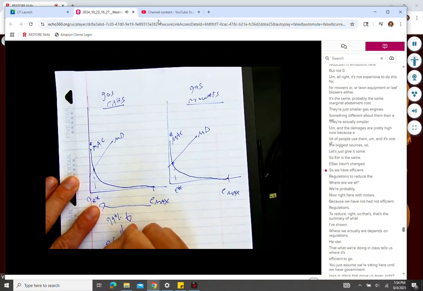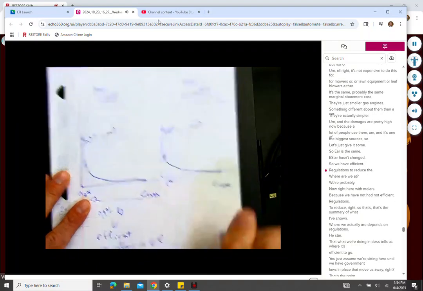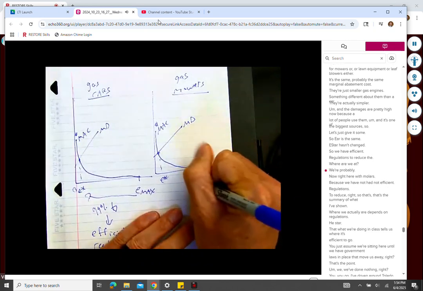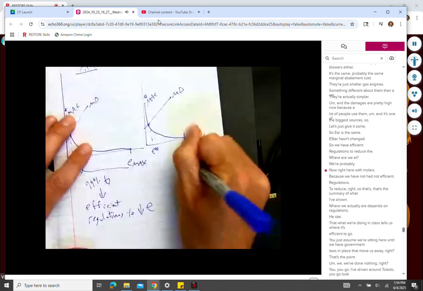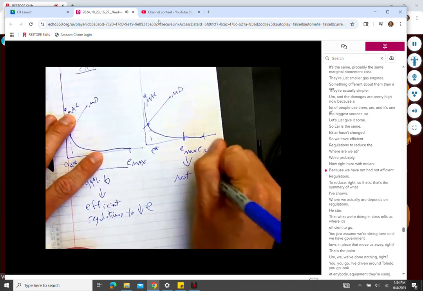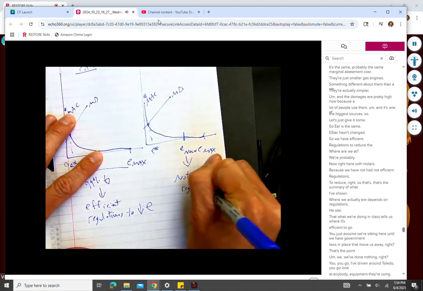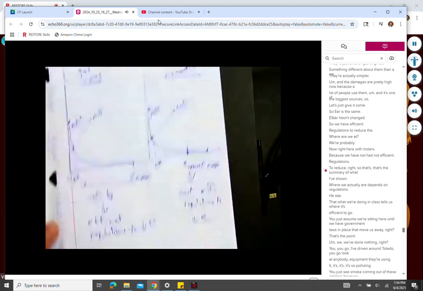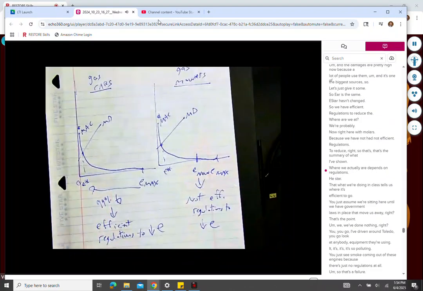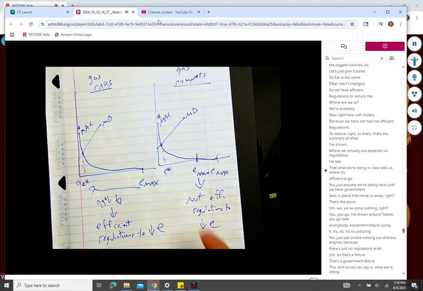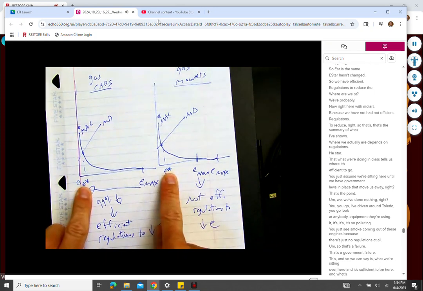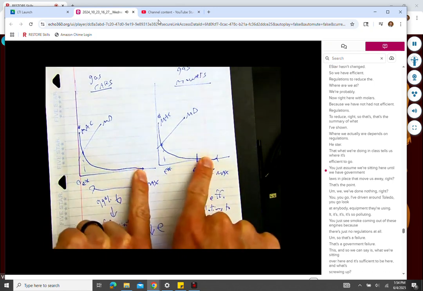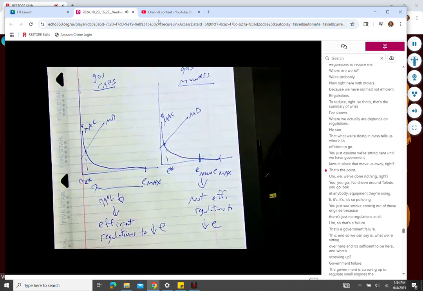So we've had efficient regulations to reduce E. Where are we at? We're probably at E now right here with mowers, because we have not had efficient regulations to reduce E. Right, so that's the summary of what I've shown. Where we actually are depends on regulations. E star, what we're doing in class, tells us where it's efficient to go. You just assume we're sitting here until we have government laws in place that move us away. Right? That's the point. We've done nothing.